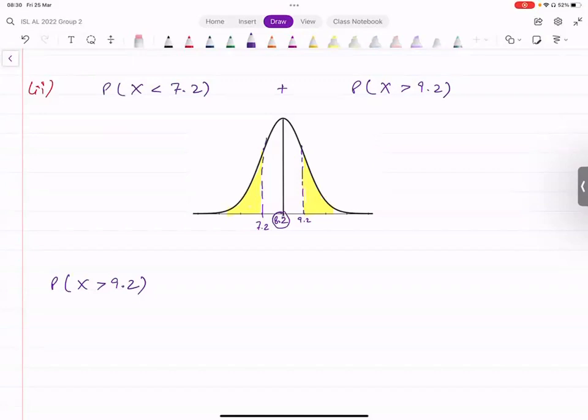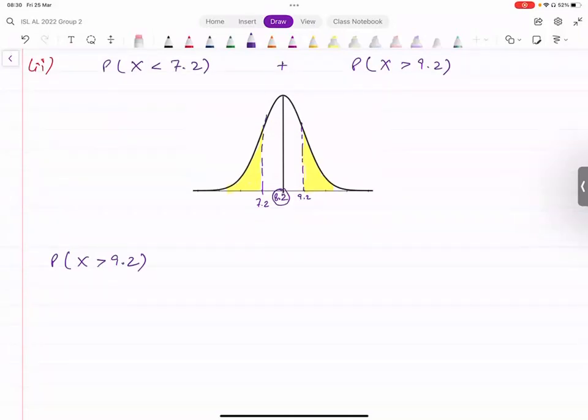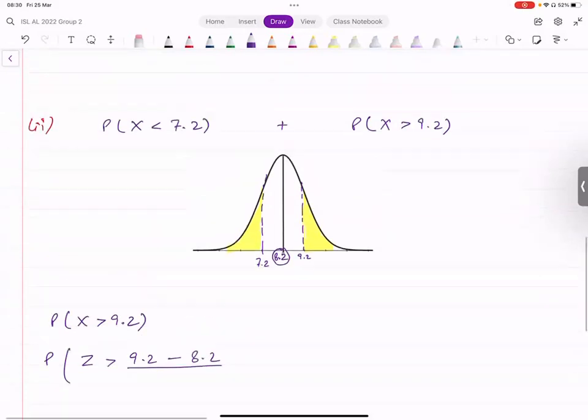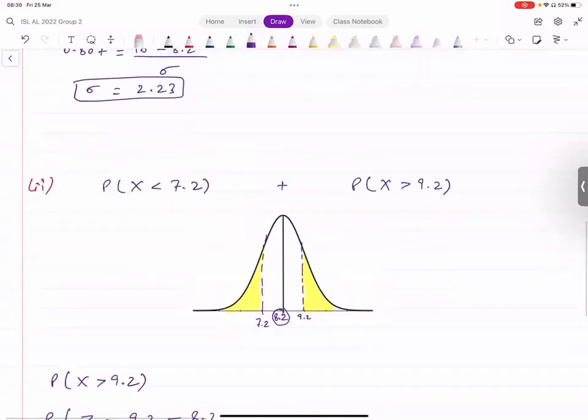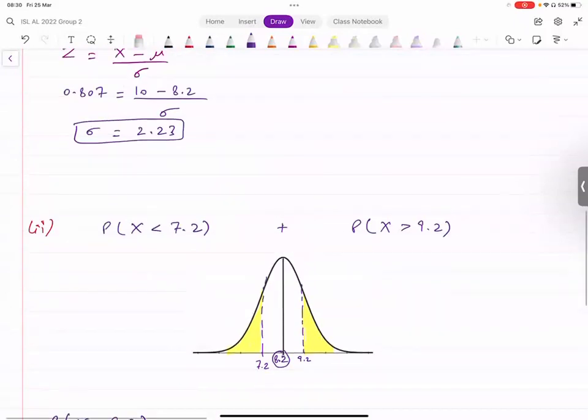Now how do we calculate this? सबसे पहले काम हम क्या करते थे? यहाँ पे data given है, हमें probability calculate करनी है, right. So let's convert it to z first. सबसे पहले z में convert कर लेते हैं. x की value is 9.2 minus the mean was 8.2 divided by the standard deviation. You found that in the previous part, it was 2.23. I would recommend you use a more accurate value than that. इसकी exact value क्या आ रही थी, या ज्यादा accurate value इससे?